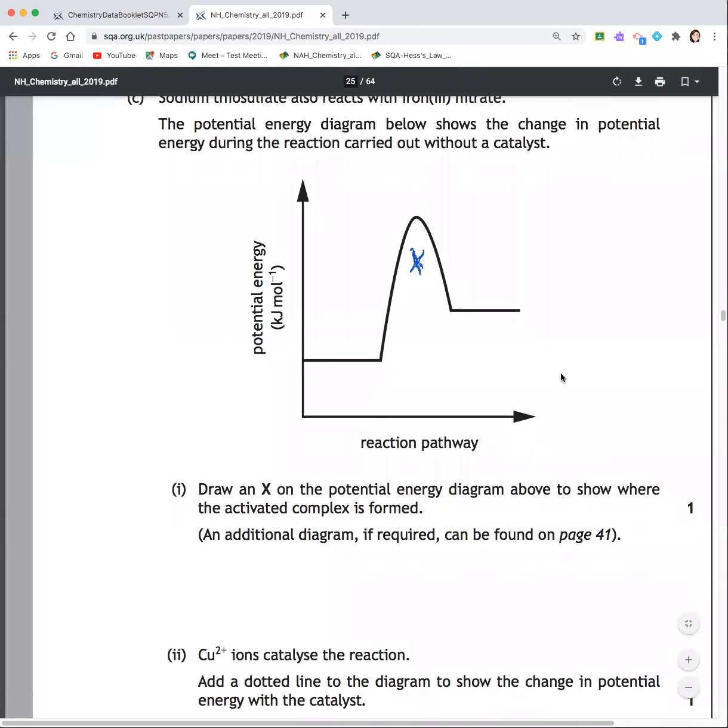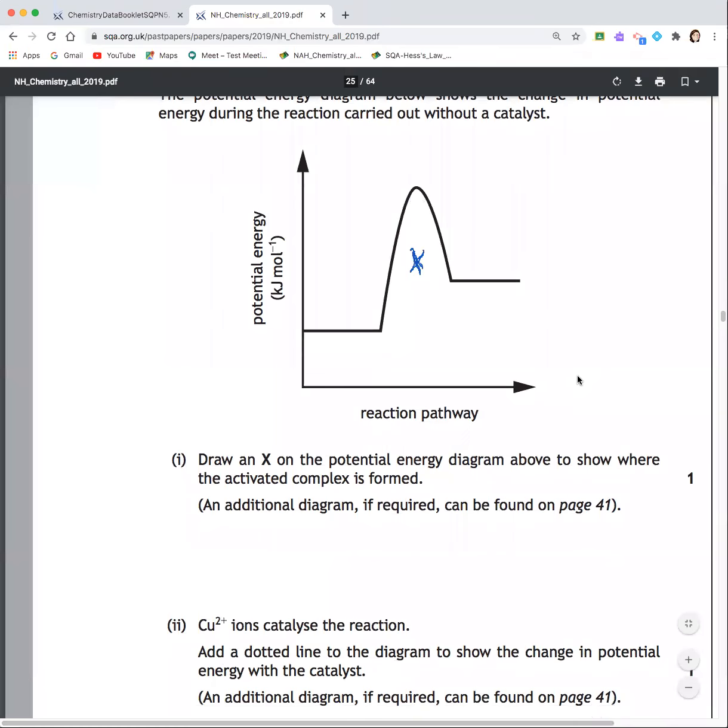Then part 2, copper 2 ions catalyze the reaction, add a dotted line to the diagram to show the change in potential energy with a catalyst. So remember, a catalyst lowers the activation energy of a reaction. So what happens is it doesn't change the energy of the reactants and the products. So the energy that the reactants have is here, the potential energy that the products have is this line here.